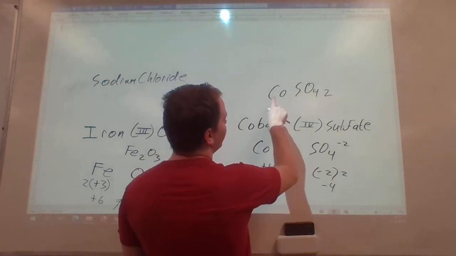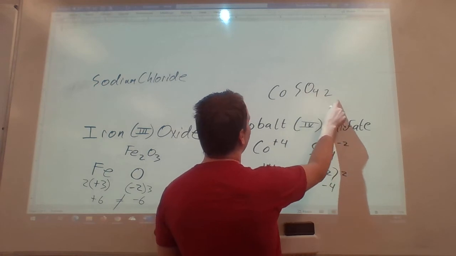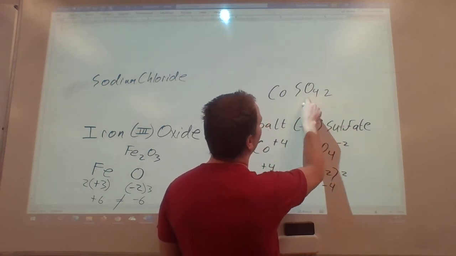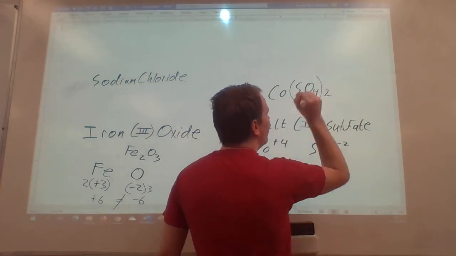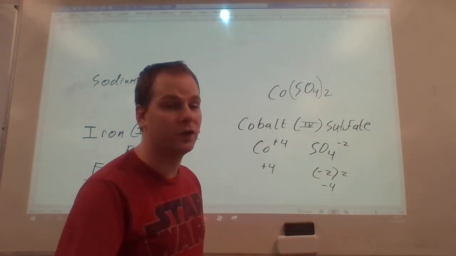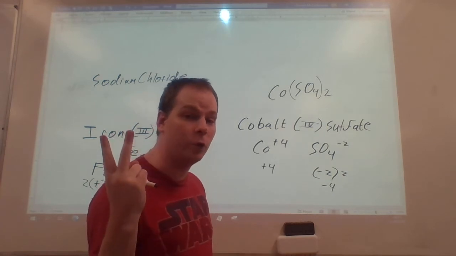Okay, it's not CoSO42. We don't have 42 oxygens in this. We have 2 sulfates. So we have to put parentheses around the sulfate ion because we have 2 of them.